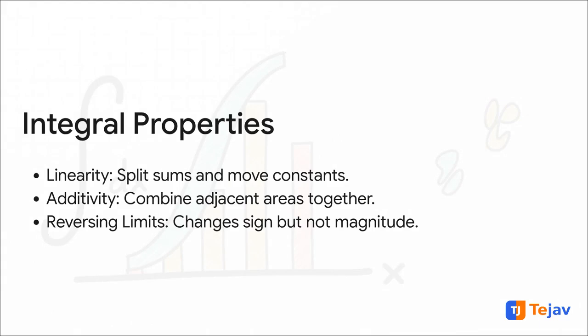Now, to make your life even easier, definite integrals follow some really incredible properties. First, linearity. This means if you have a constant number multiplied inside, you can literally just pull it outside the integral, or you can split complex sums into smaller bite-sized pieces. Then there's additivity. If you need the area all the way from 1 to 5, you can just calculate from 1 to 3, then 3 to 5, and add them together. And finally, reversing limits. This simply means if you flip your bounds, the sign flips to negative, but the overall magnitude stays exactly the same.